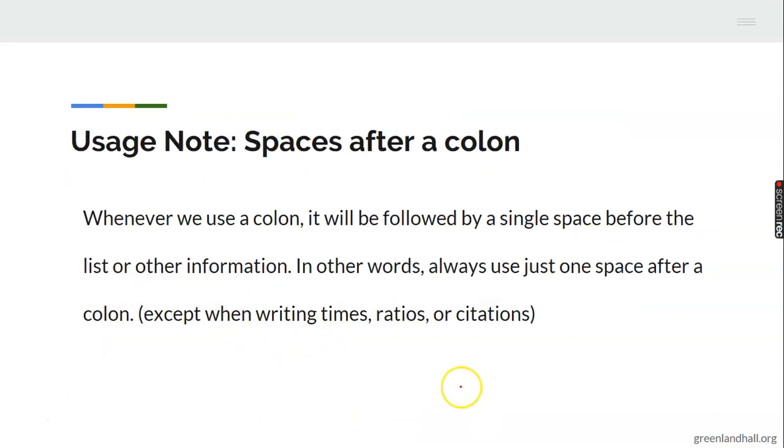Okay? Now, you need to note something. Spaces after a colon. Whenever we use a colon, it will be followed by a single space before the list or other information. In other words, always use just one space after a colon. This is my colon right here, and I have my space. Can you see? There must be a space in between here before the next word will follow.